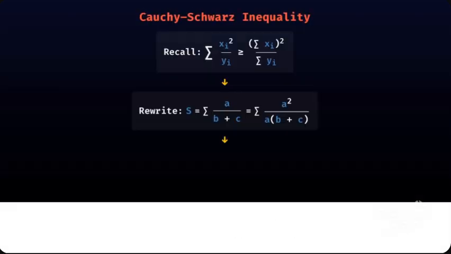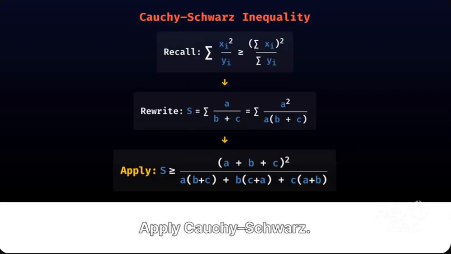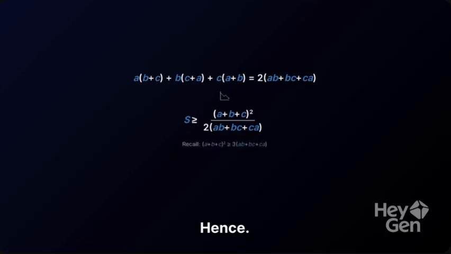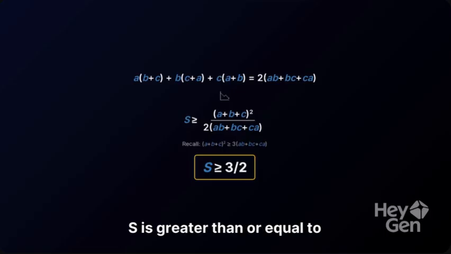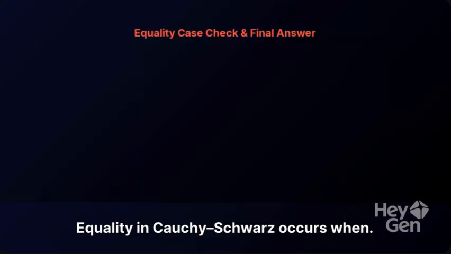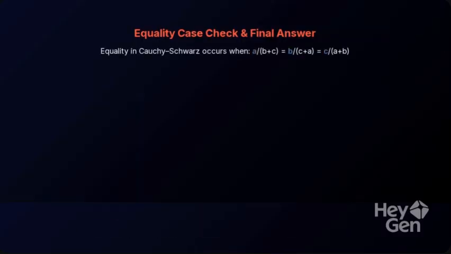Recall the inequality. Rewrite each term. Apply Cauchy-Schwarz. Now simplify the denominator. Hence, recall the well-known inequality. Substitute into the previous result. S is greater than or equal to 3/2. Equality in Cauchy-Schwarz occurs when this implies A equals B equals C.